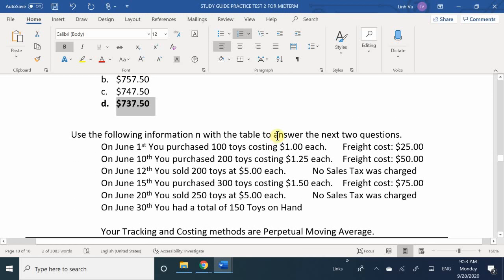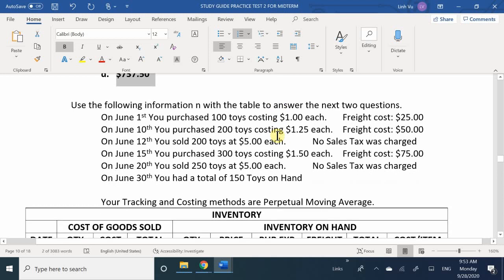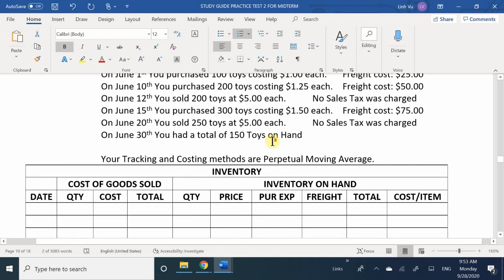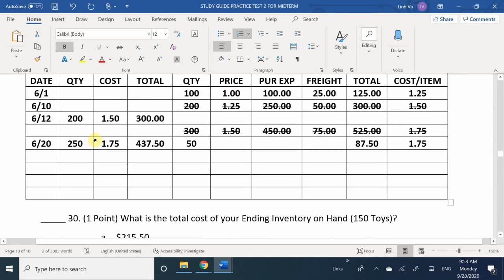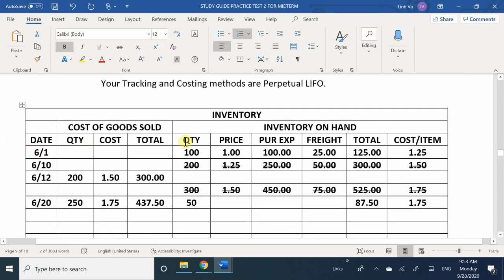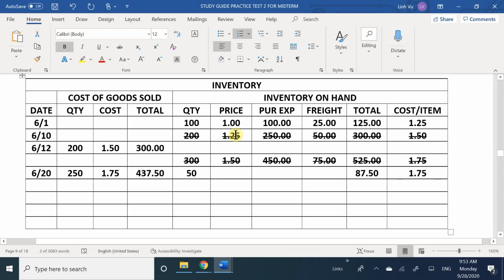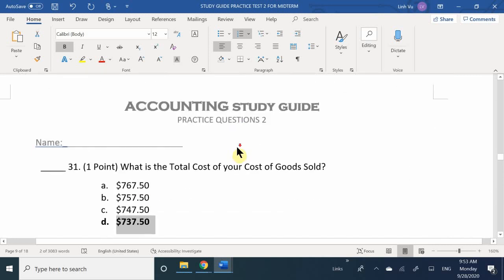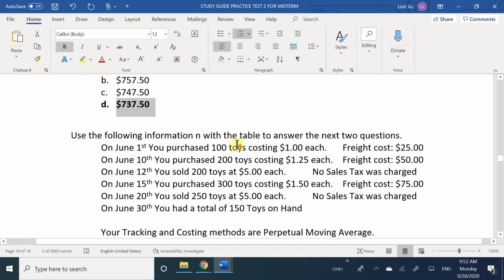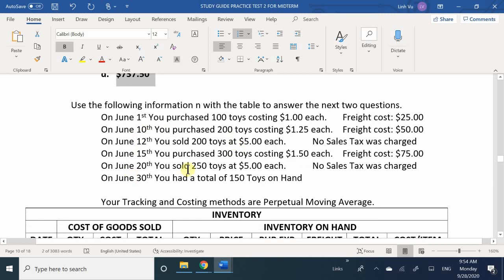Use the following information in the table below. So again, it is identical to the problem above. So what I'm going to do is I'm going to copy this information. Actually, no, I can't copy this information. I can only copy the information that's pertinent to me. So in this case, let's see what happened. So in this case now, my tracking and my costing method is going to be perpetual moving average.